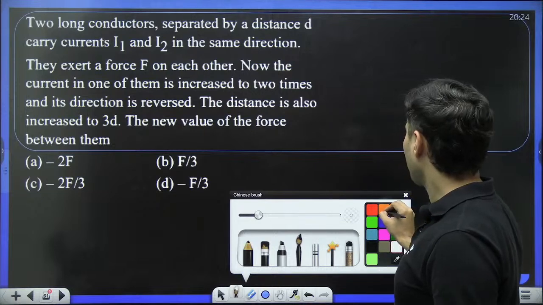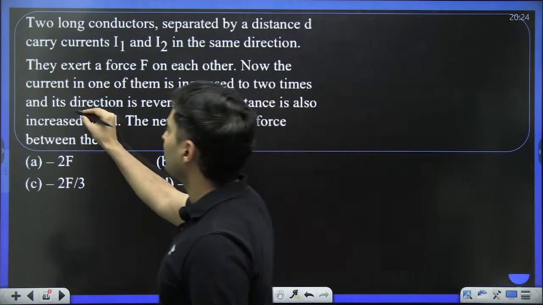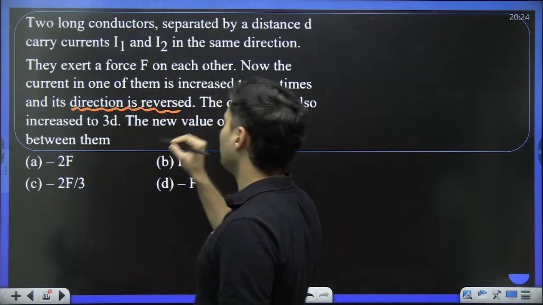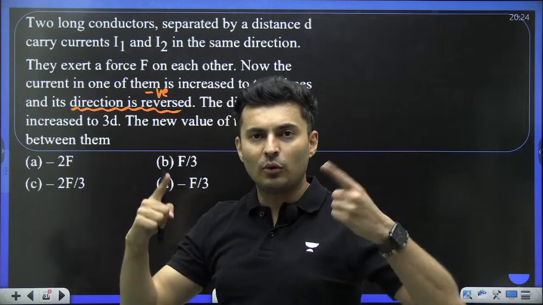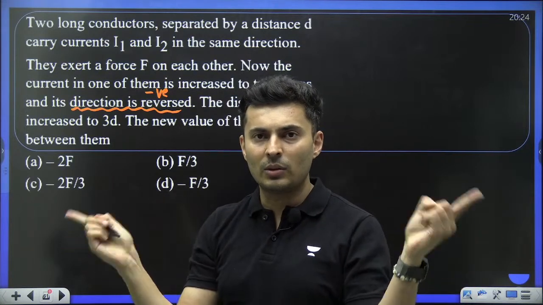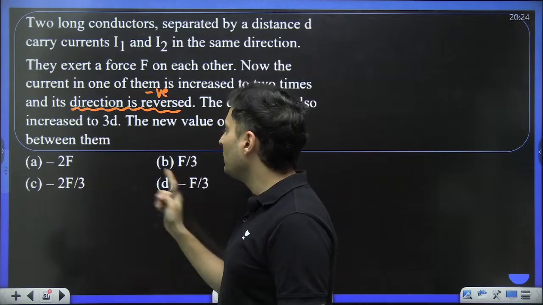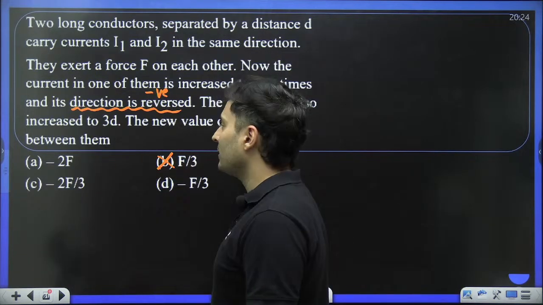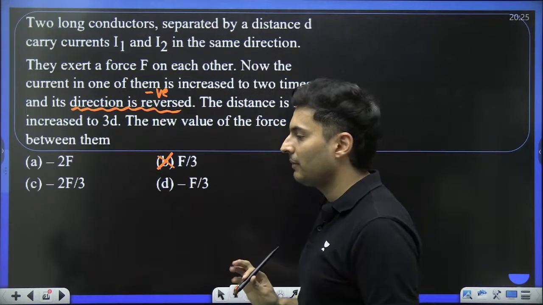First things first, if you read the question carefully, the direction is reversed. That means negative. Whatever is the force will become opposite. If it was out, it will come in. If it was in, it will go out. So answer should be negative. So it can't be B. It has to be either this, this or this. It has to be negative answer.